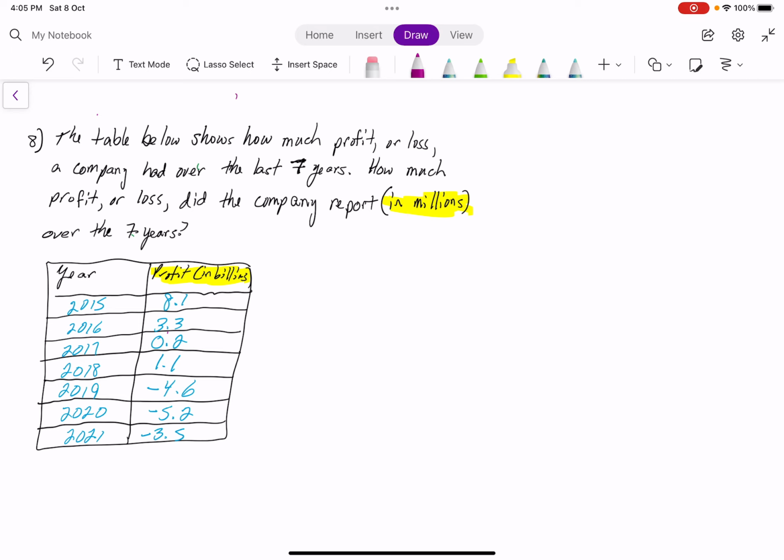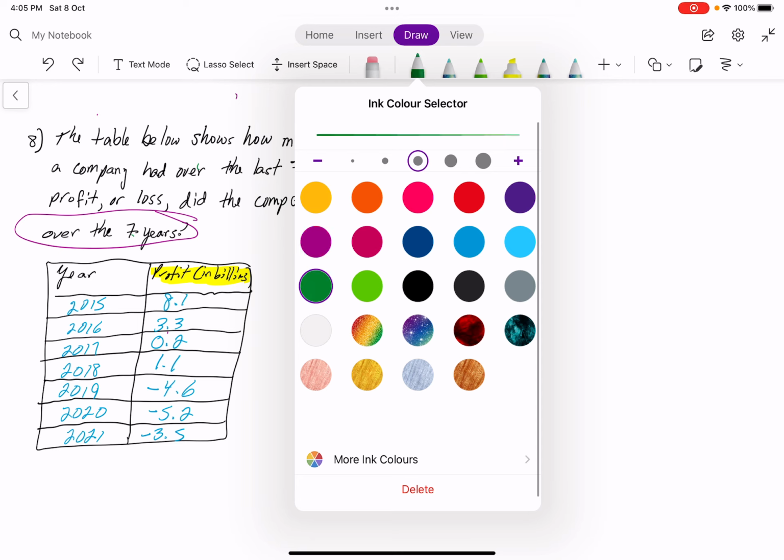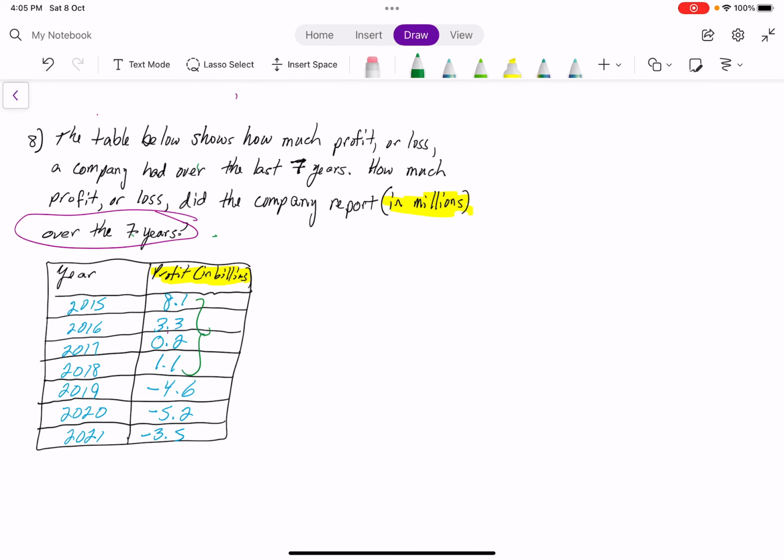All right, so we know that profit means that they made money, and when they lose money, it's negative. So we can say that each year they had a profit or loss. But if we want to know how much profit or loss they had over the 7 years, then we just need to add up all the profit or loss that they had in a total of the 7 years. So to make this a little bit easier for me, I'm just going to focus on my positive numbers first, because since they're all the same sign, I can just add them together to figure out how much total profit they had in the years that they made money. So I can add those up.